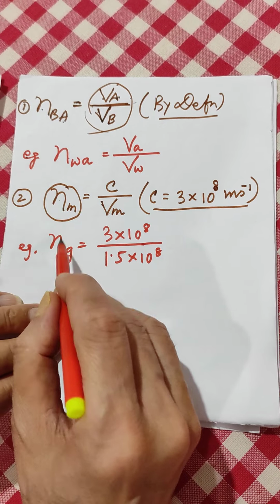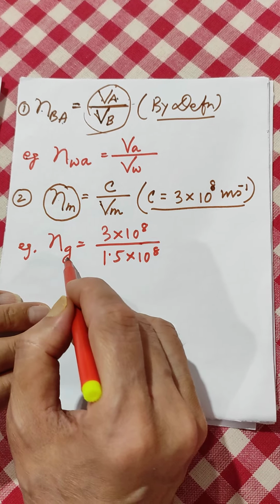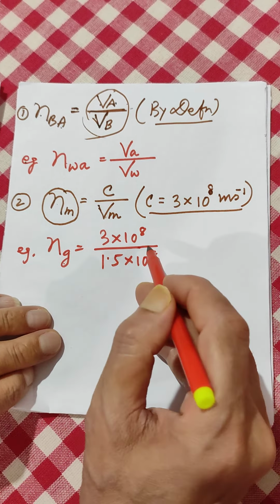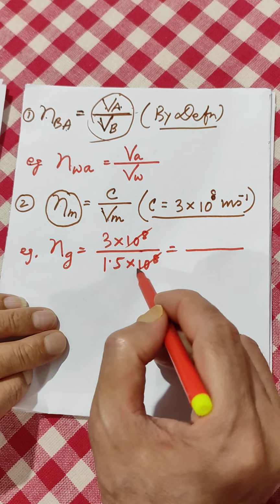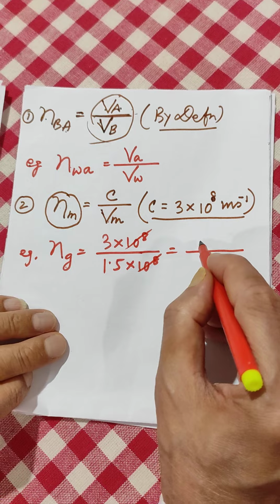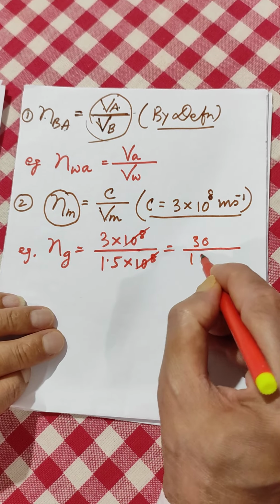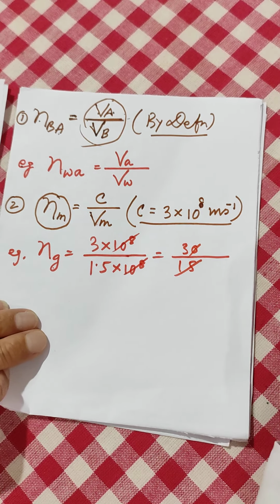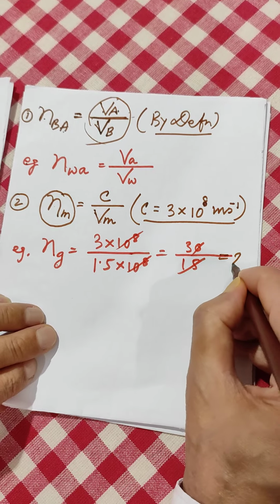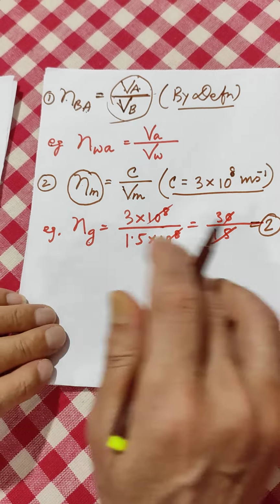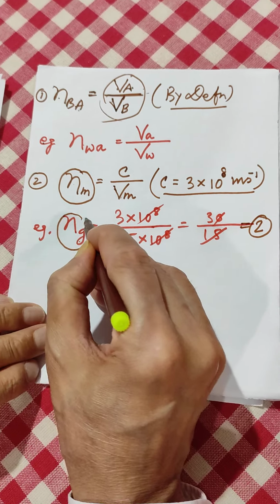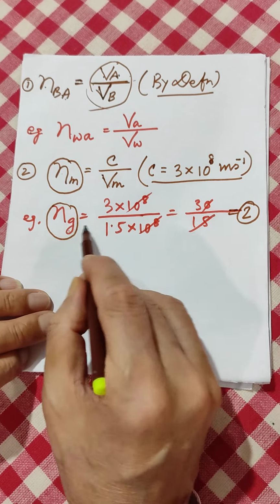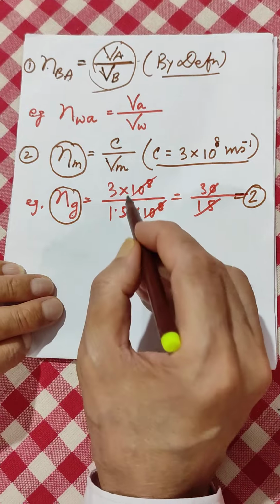Now you are required to find refractive index of glass. So using this formula you will write this way, and then if you simplify this, what will happen? These two will cancel, and 3 by 1.5 is 30 by 15, that means 2. So equal to 2. Now this is an example. Have you followed? So how will you calculate refractive index of a certain medium when velocity of light in that medium is given? So you will use that formula.